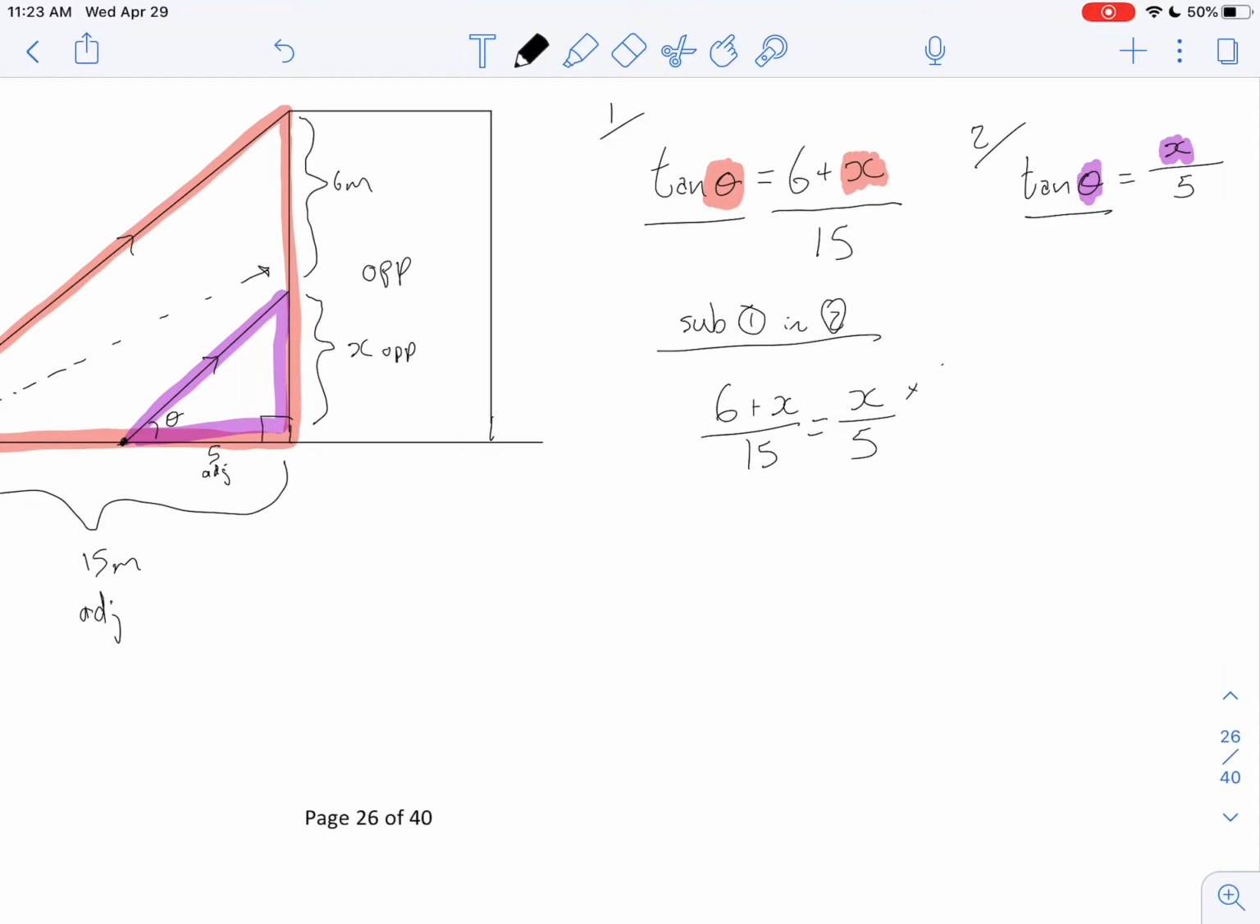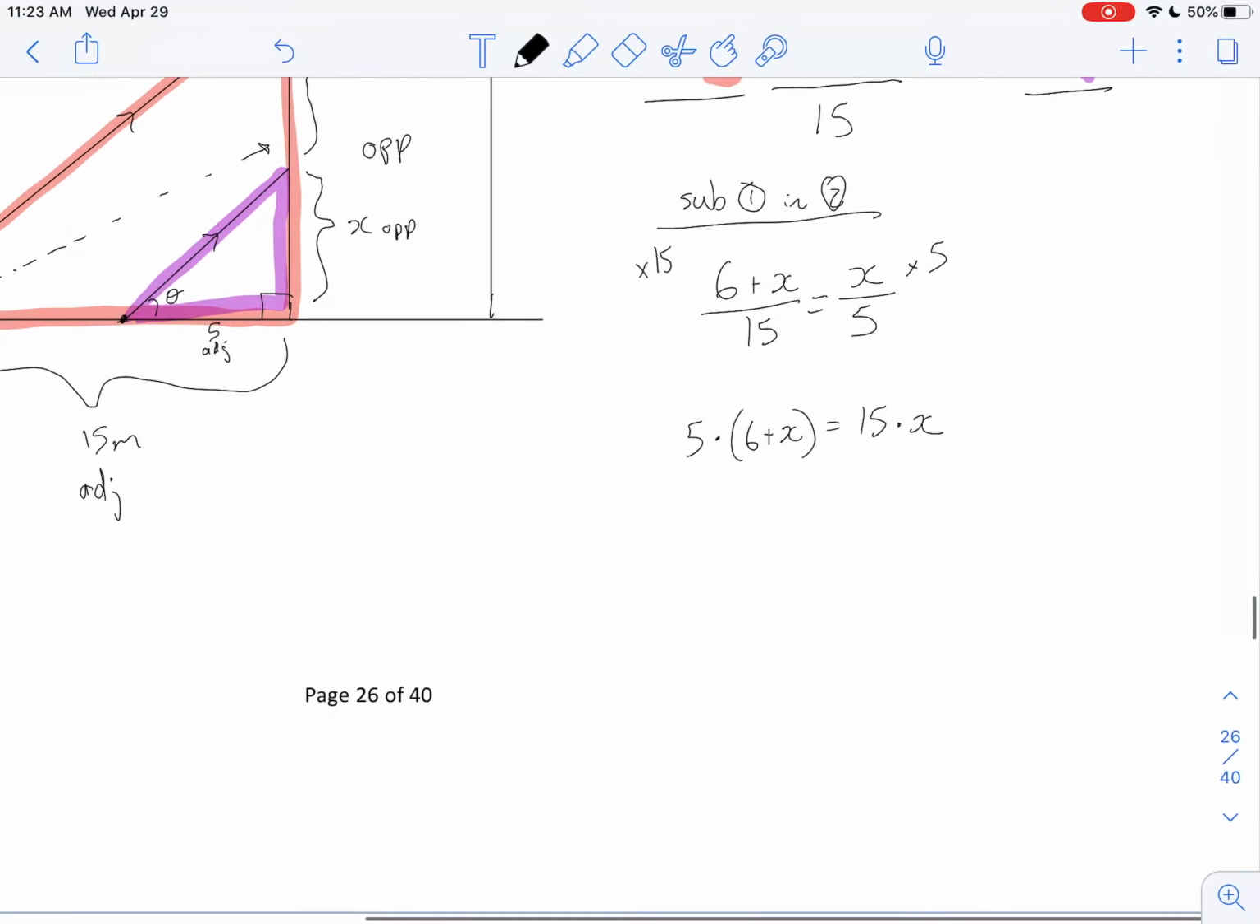So I'm going to multiply both sides by 5 to get rid of the 5 on this side. So I'm going to have 5 times (6 plus x), and I'm going to multiply both sides by 15 to get rid of the 15 on that side. So that's going to equal 15 times x, just to get my denominators out of the denominator there. So I've got to do a bit of distribution. If you're an arrows man, draw on your arrows. 5 times 6 is 30. 5 times x is 5x, is equal to 15x.